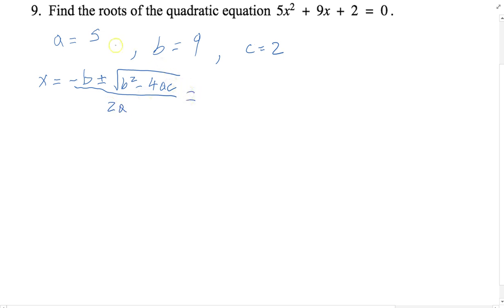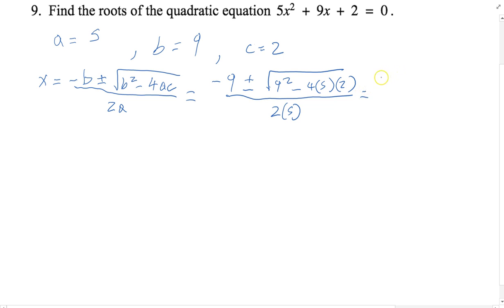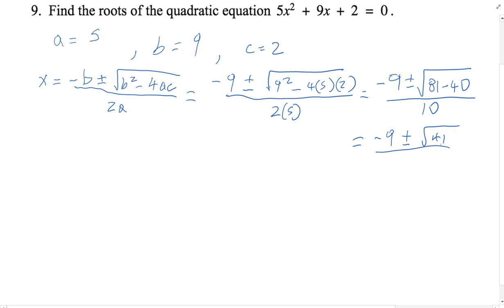Now let us plug in our numbers for a, b, and c, and this will give us negative 9 plus or minus the square root of 9 squared minus 4 times 5 times 2, all over 2 times 5. And if we work that out, we have negative 9 plus or minus the square root of 81 minus 40, over 10, and simplifying that a little bit more, we have negative 9 plus or minus root 41 over 10.